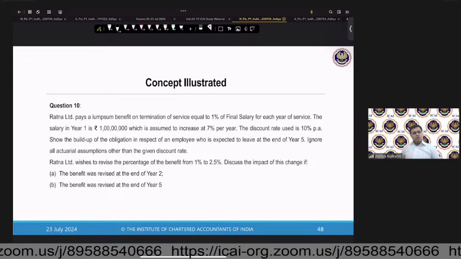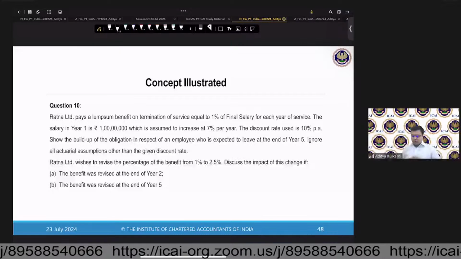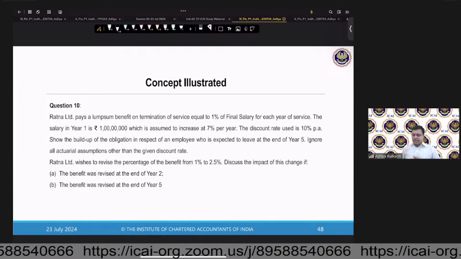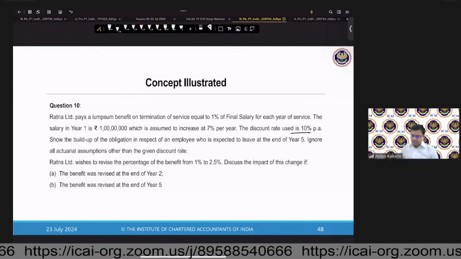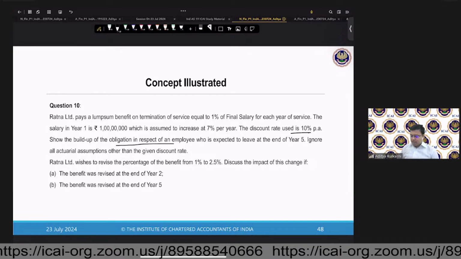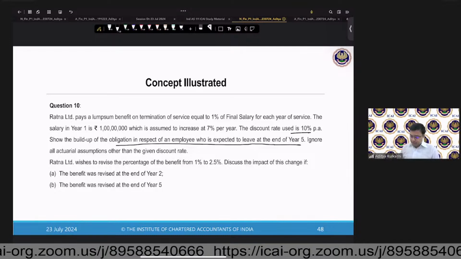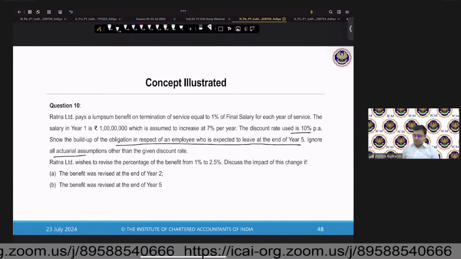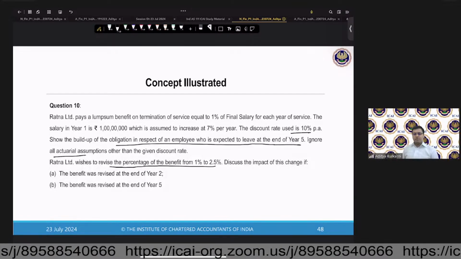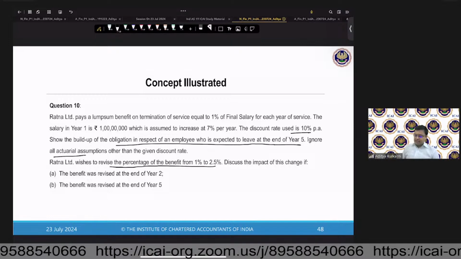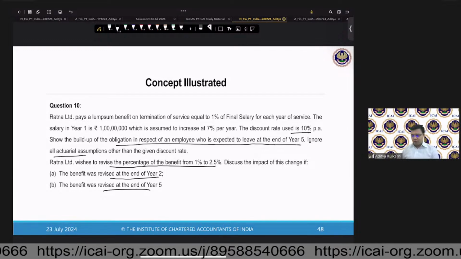Okay, fine. Did you go through this question? Yes. So what is happening here? There is a lump sum benefit to be paid on termination. Salary in year one is 1 crore, assumed to increase at 7% per year. Discount rate is 10% per annum. Show the build-up of the obligation in respect of an employee who is expected to leave at the end of year 5. Ignore all other actuarial assumptions. Ratna Limited wishes to revise the percentage of benefit from 1% to 2.5%. Discuss the impact of this change if it was revised at the end of year 2 or revised at the end of year 5. Okay, so these are two things.